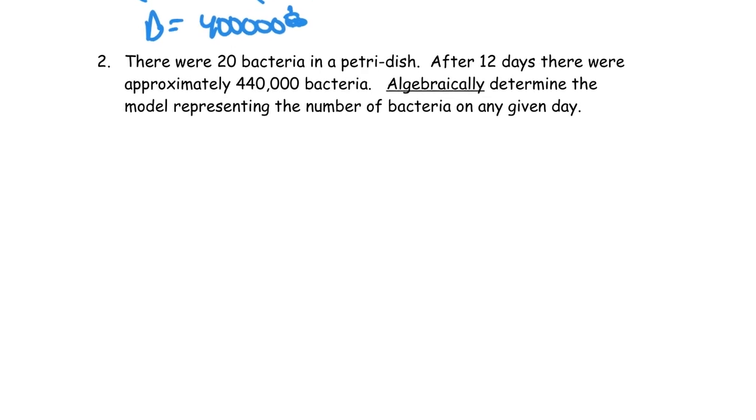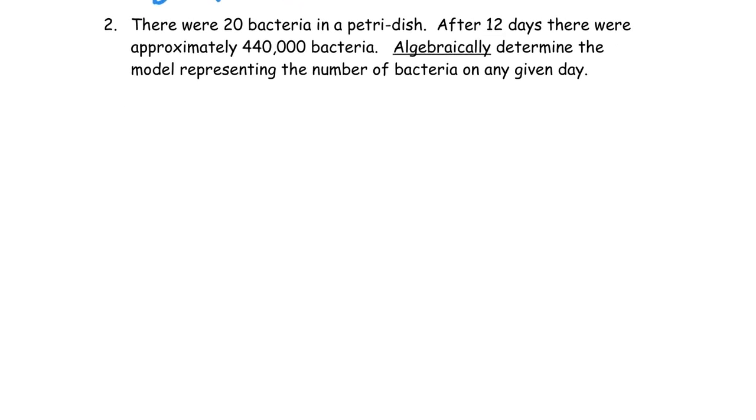Okay. So here's our next one. There were 20 bacteria in a petri dish. 12 days later, we got 440,000. So we have to figure out an equation to represent this. One way that they state that is find the model for it. So what is our model? What are our points? Do we have a point? Okay, and what's the other?